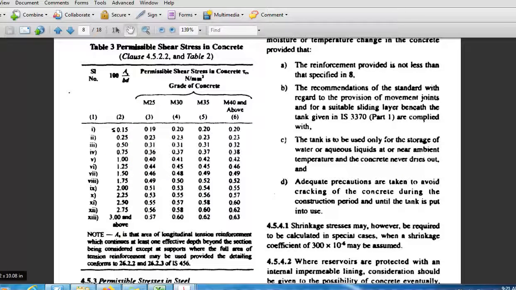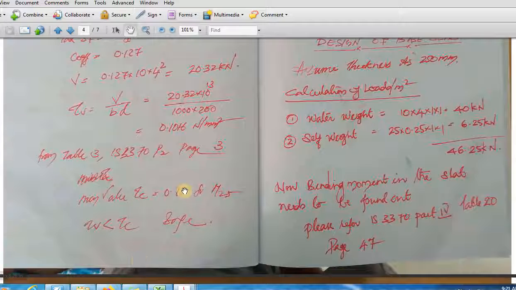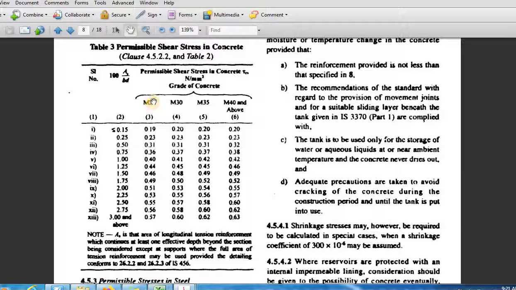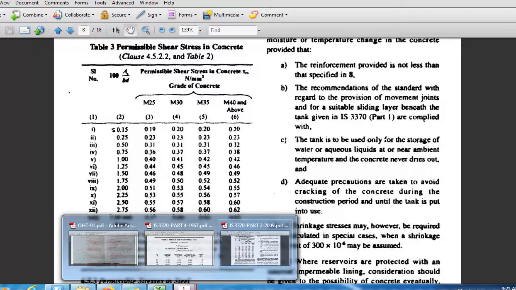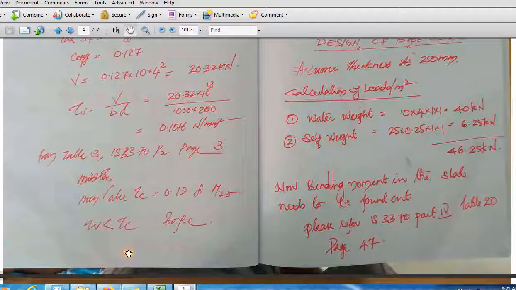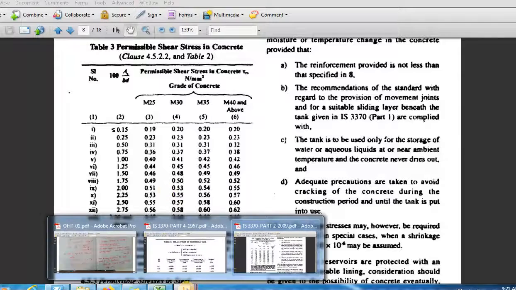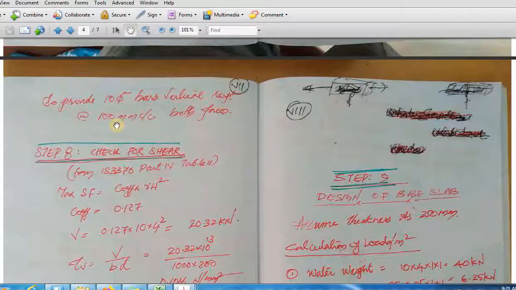Okay, using the area of steel. But in our case, for M25 the minimum value is 0.19. So the minimum value of 0.19 is less than the tau v we calculated. See, tau v we got is 0.10, so minimum value is 0.19, so we are already on the safer side actually. Otherwise what you have to do is find out the area of steel, right? The vertical area of steel we need to find out like this. Our case it is 10 mm.